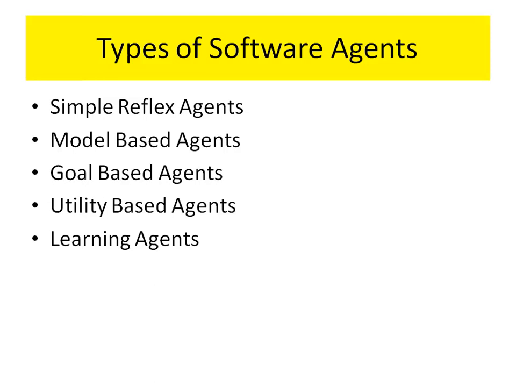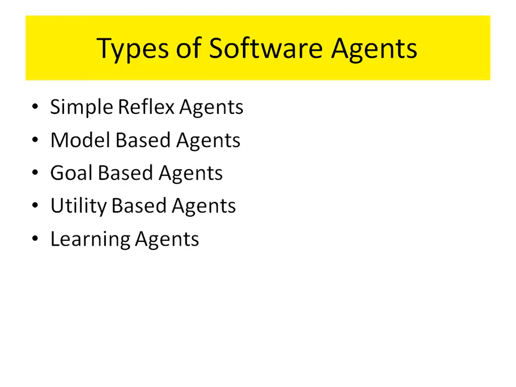Then we have the goal-based agents. Goal-based agents are the ones which have a goal that is to be met. They have a model of what is there in the environment, and they have a goal according to which they will decide what they will do. Then we have the utility-based agents. Utility-based agents are ones which have a model, a goal, as well as some kind of utility which will meet the goal with a high rate of satisfaction.